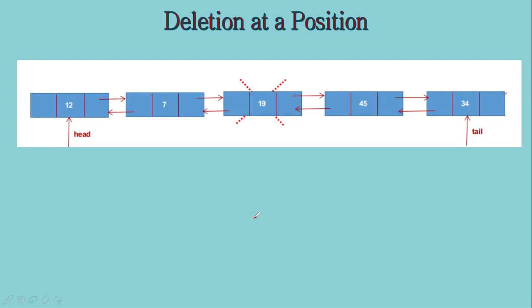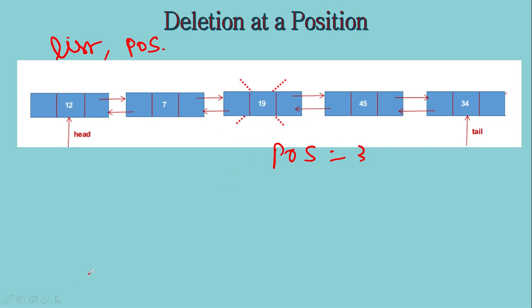Hi everybody, let's discuss deleting at a given position in a doubly linked list using C++. The input for this operation will be the list in which we are going to delete and the position where we are going to delete. For example, if we are given a doubly linked list like this and we are given position 3, then we expect the operation to return the value present in that node, that is 19, and remove the node from this particular linked list.